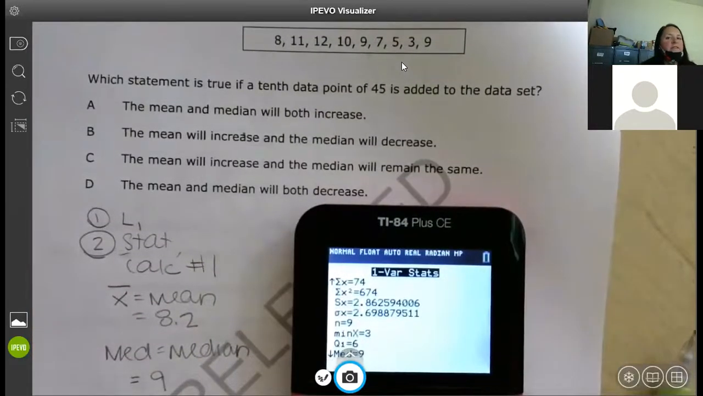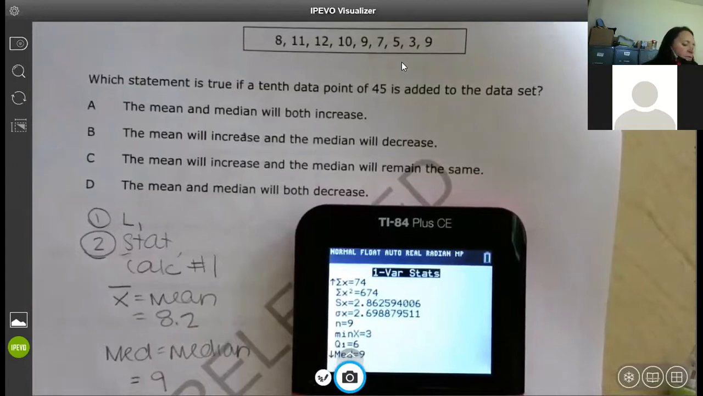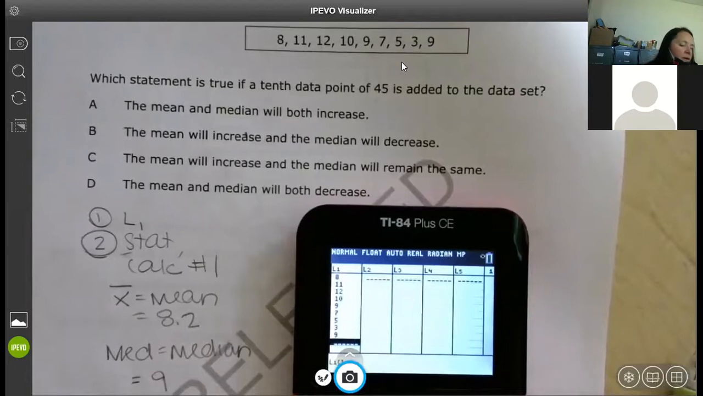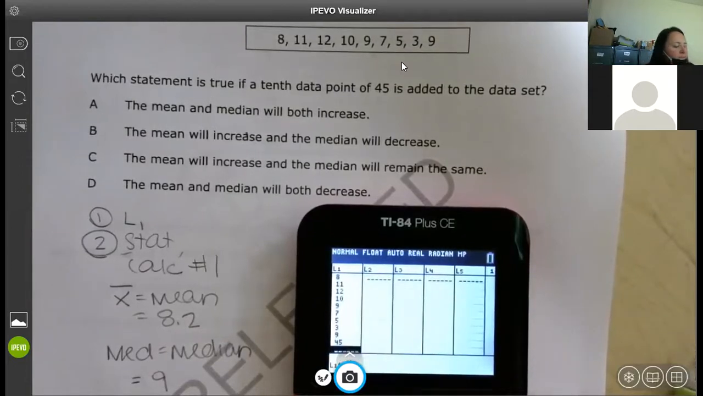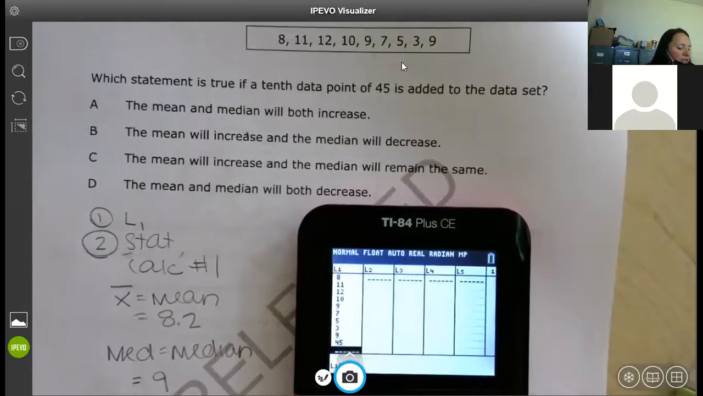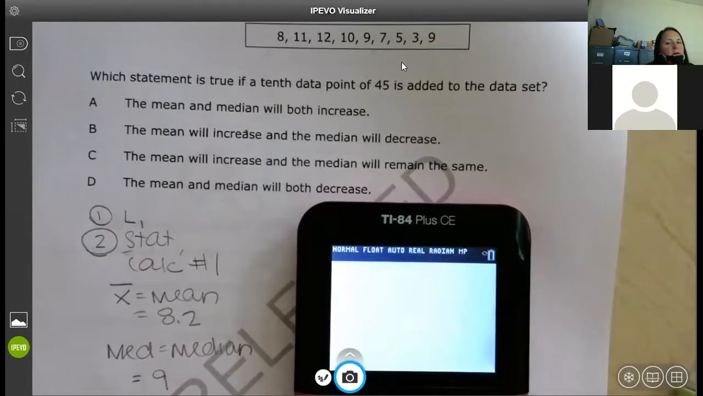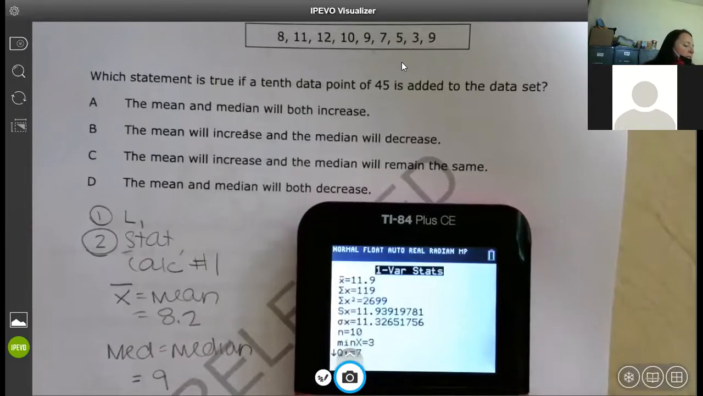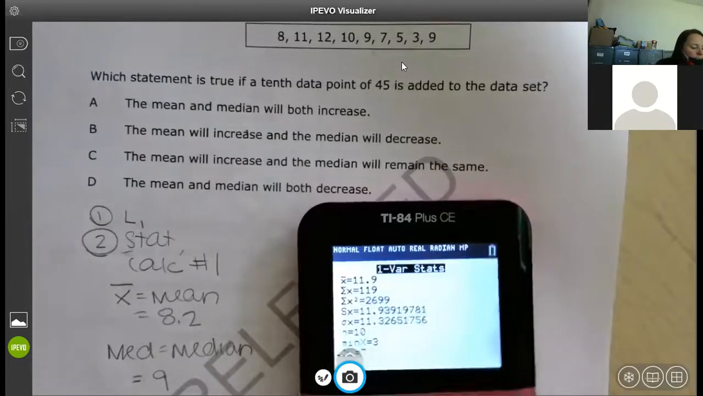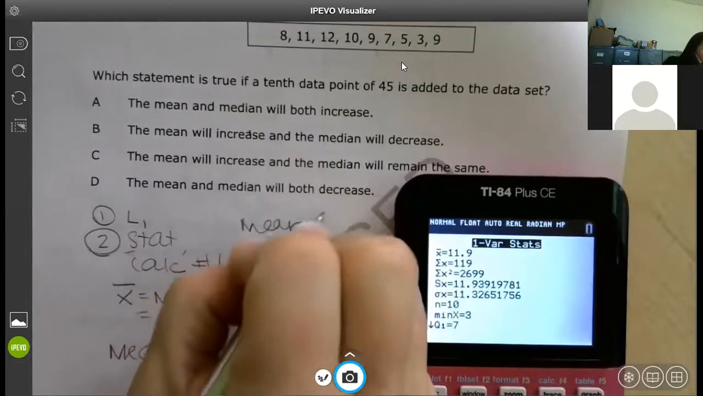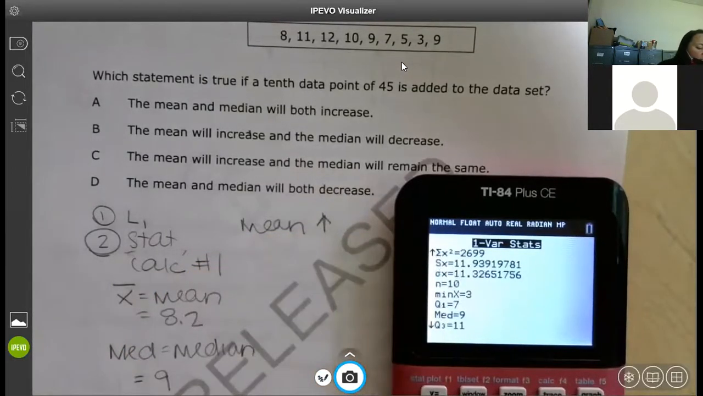So then it says, what happens if I go back and add 45? So I'm going to go back to stat and edit. And I'm going to add 45. And I'm going to do the same thing, stat, calc, 1. What happened to your mean? It went from 8.2 to 11.9. So your mean increased. What happened to your median?